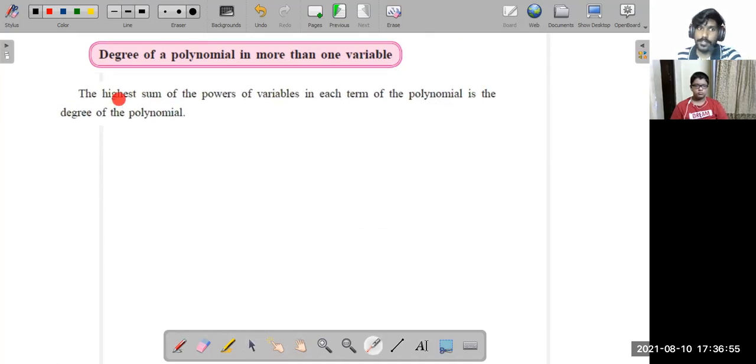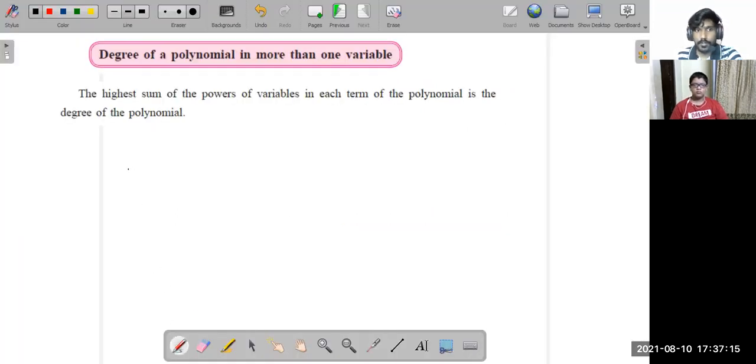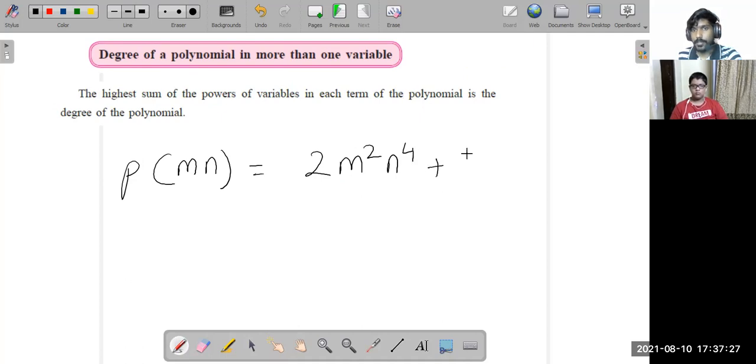The highest sum of powers of variables in each term of the polynomial is the degree of the polynomial. Now, when we have more than one variable, how do we find the degree? First of all, see how a polynomial with more than one variable looks. So, polynomial, I'm denoting it with P. It has two variables, m and n. So, this is 2m square n raised to 4 plus 4mn square plus 2mn. This is a polynomial in two variables.